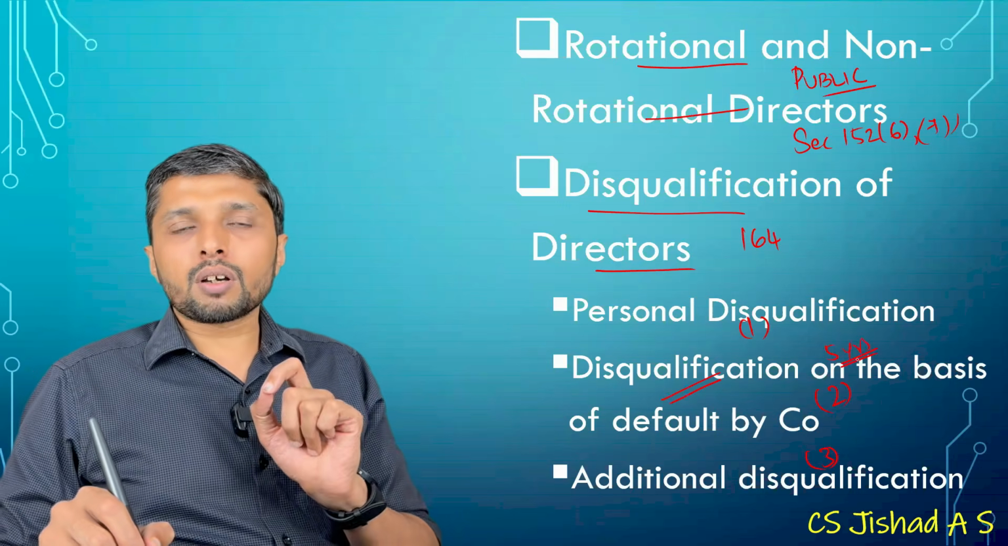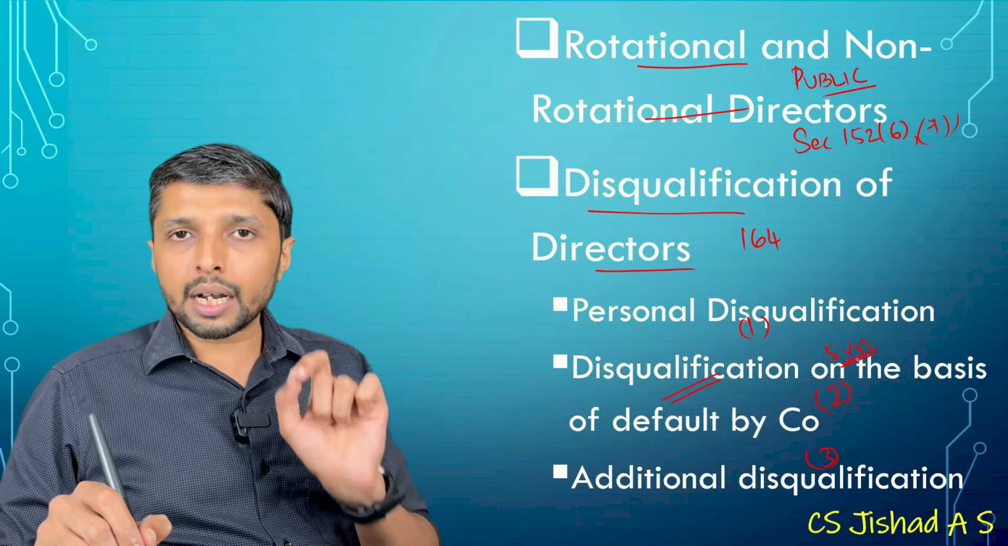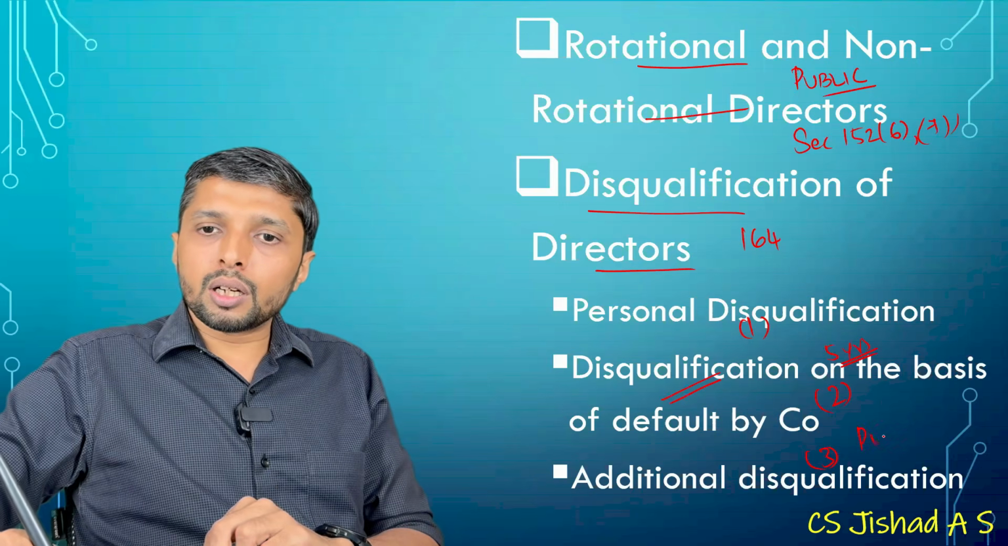Then additional disqualification can be prescribed only by a private company. This is not applicable to a public company.